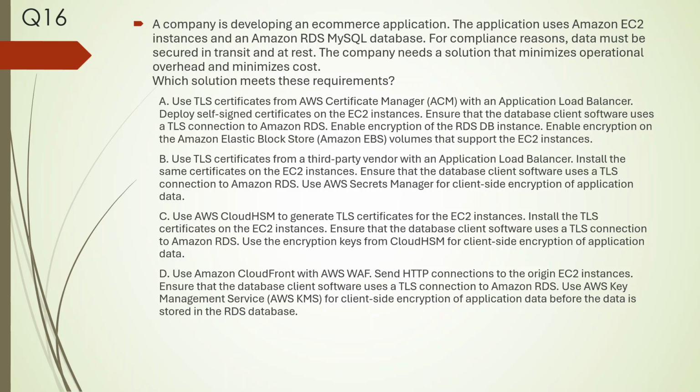C: Use AWS CloudHSM to generate a TLS certificate for EC2 instances. Install the TLS certificate on the EC2 instances. Ensure that the database client software uses a TLS connection to Amazon RDS. Use the encryption key from CloudHSM for client-side encryption of application data. And D: Use Amazon CloudFront with AWS WAF, send HTTP connection to the origin EC2 instance, ensure that the database client uses a TLS connection to Amazon RDS, and use AWS Key Management Service client-side encryption of application data before the data is stored in RDS.